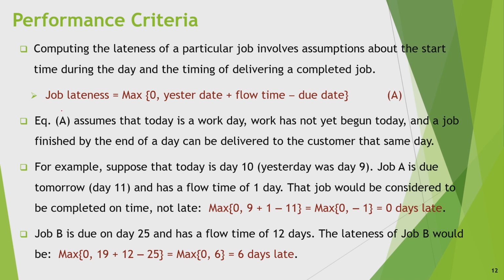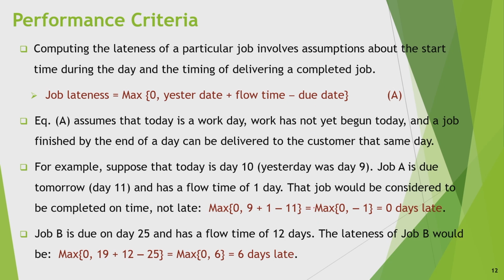Computing the lateness of a particular job involves assumptions about the start time during the day and the timing of delivering a completed job. So, job lateness is defined as maximum of 0 and yesterday's date plus flow time minus due date. This will tell you about job lateness. Equation A assumes that today is a work day, work has not yet begun today, and a job finished by the end of a day can be delivered to the customer that same day.